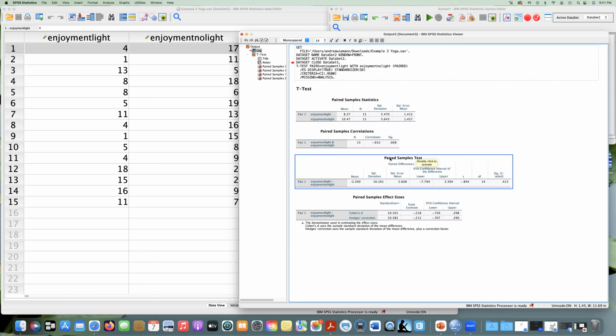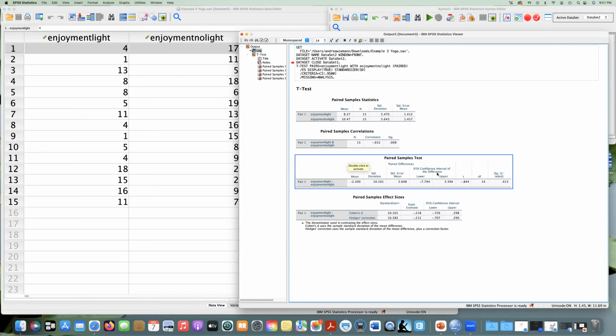But we want to know, is there a relationship between these two measurements, or is there a difference between them? And is that a real difference, or did we just get it by chance with our sample? So here you can see that this is all paired differences. There's a difference of negative 2.2. That comes from condition 1, 8.27, minus condition 2 at 10.47. We have our standard deviation of 10, and then our standard error of the mean at 2.61.